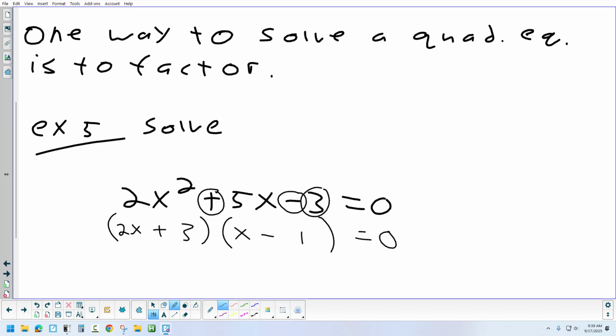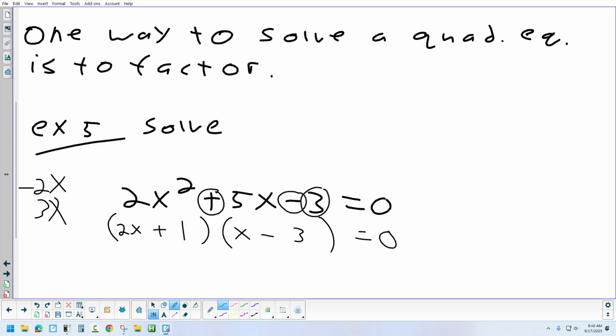So we get 2x squared. 2x times negative 1 is negative 2x. 3x, and when you combine negative 2x and 3x, you get 1x. But we have a 5x in the middle. Okay, so we got to fix that. All right, so what do I have to adjust? Yeah. Swap the 3 and the 1. Okay, let's try swapping the 3 and the 1.